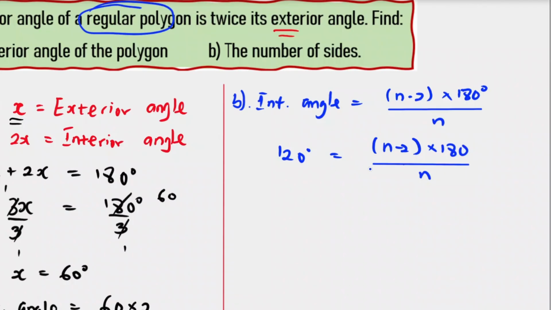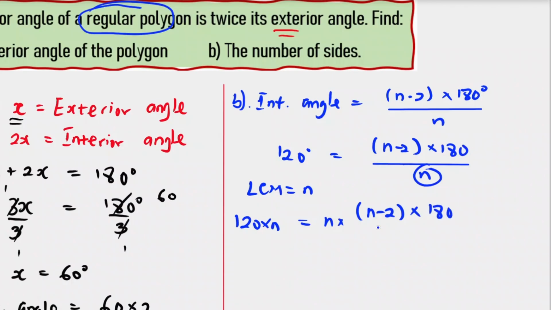So this becomes a simple equation. You can do away with the fraction by multiplying through by the LCM. The LCM is going to be n, that's the only denominator we have here. So you have to multiply through by the terms. So we have 120 times n equal to n times n minus 2 times 180, all divided by n. So we've done the multiplication.